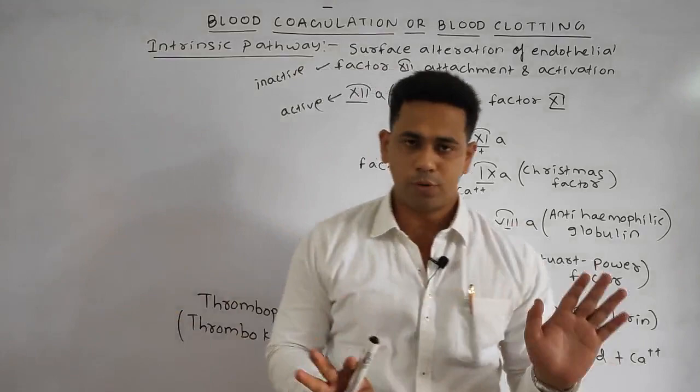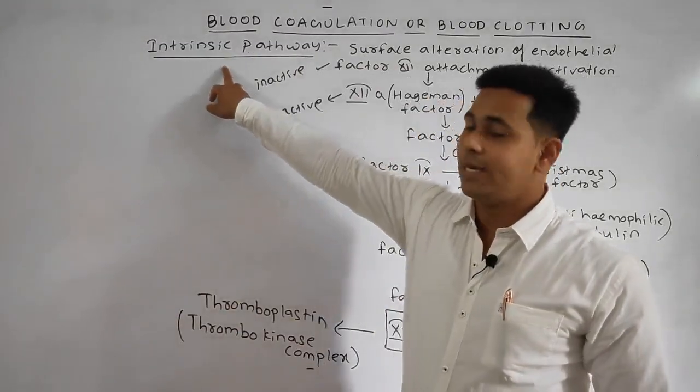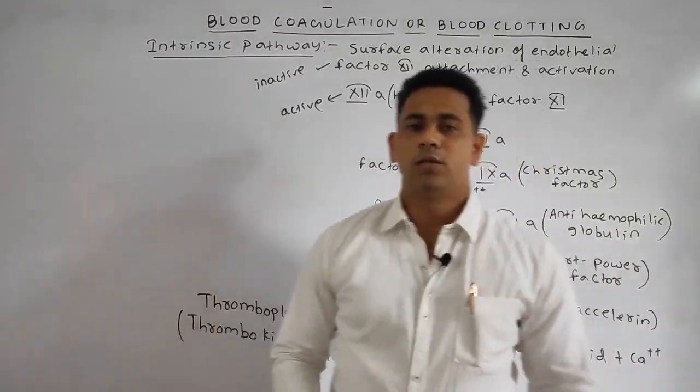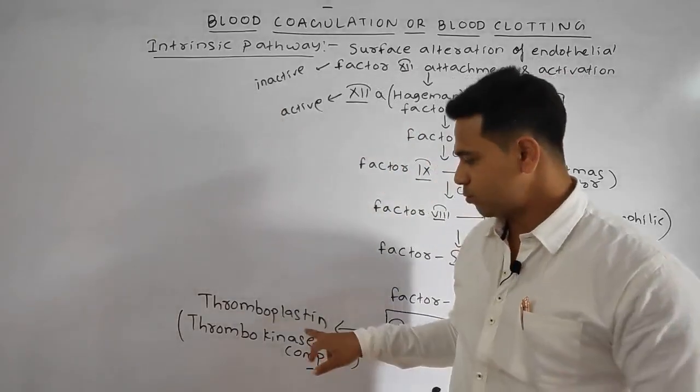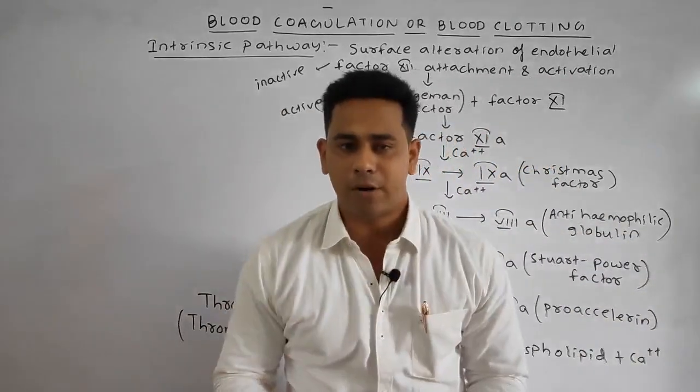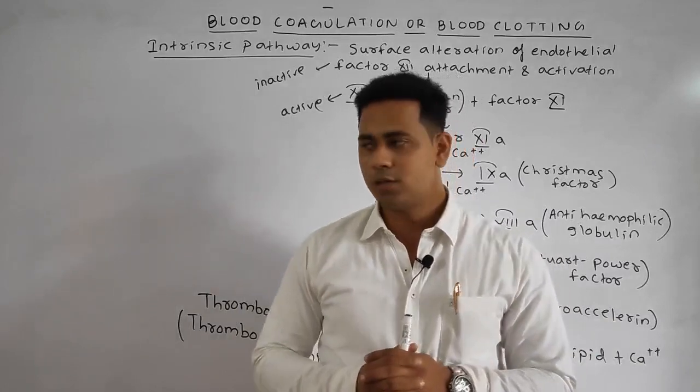Okay students, no confusion. Why is it called the intrinsic pathway? Because the formation, or synthesis, of the thromboplastin takes place inside the blood vessels. Okay students, please note down.